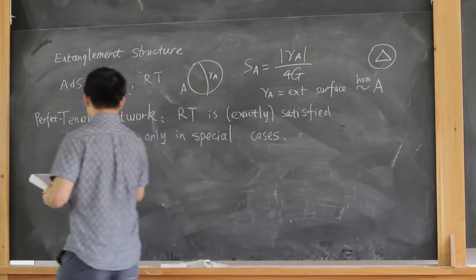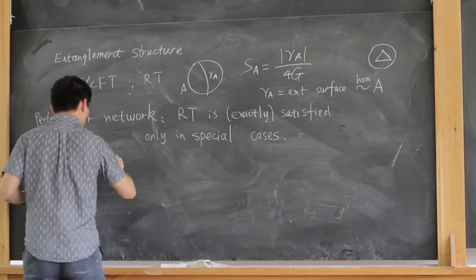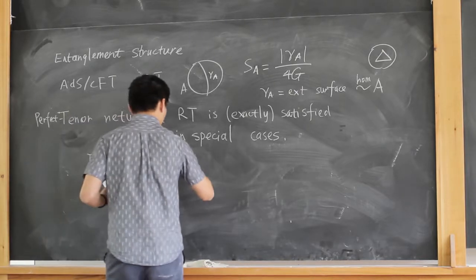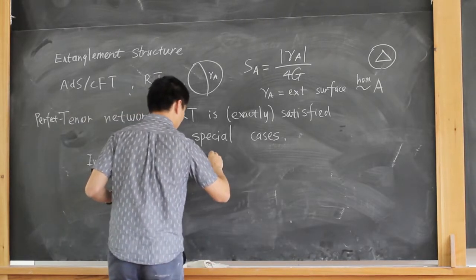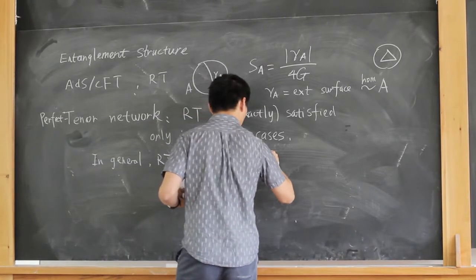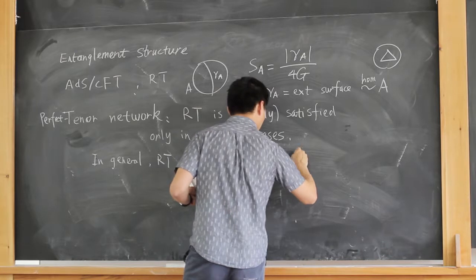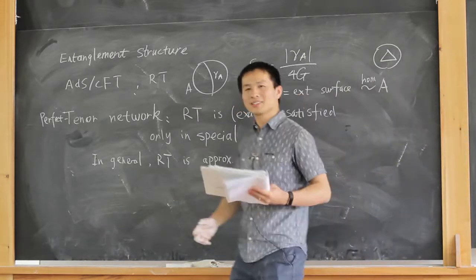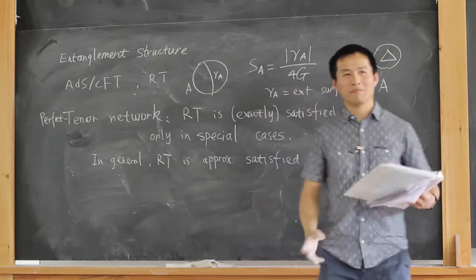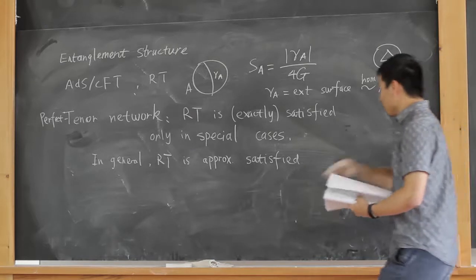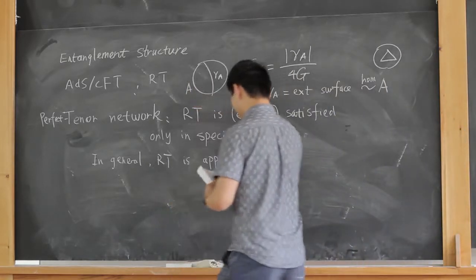So in other words, in a more general case, RT is only approximately satisfied. That just means the power of 1 over g is still correct, but there's some fudge factor that we may have to insert to make it right. So the question is, can we do better about this?